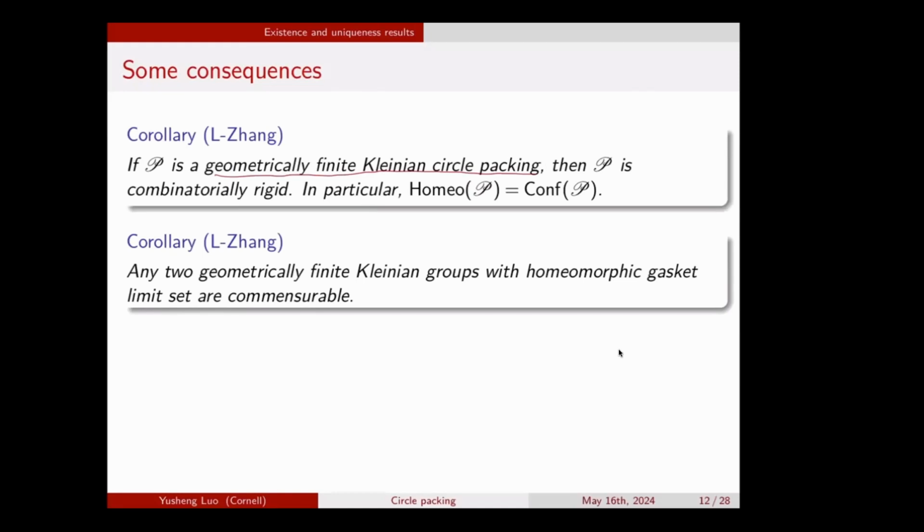And another corollary is that if you compare two geometrically finite groups with homeomorphic gasket limit sets, then they must be commensurable. So one must be a finite index subgroup of some bigger group, because each one of them is going to be a finite index subgroup of the conformal symmetry group. So they must be commensurable.